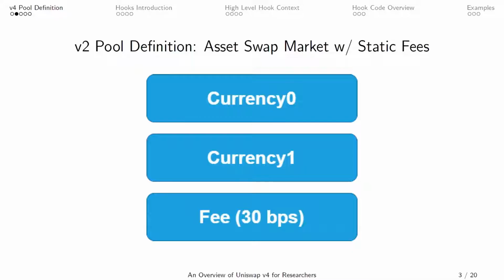And so in V2, for instance, there was a fee level that was 30 basis points, right? But more generally, the point is if you're going to define the simplest version of this asset swap market, you've got to tell me what are the assets I'm swapping against each other. That's already 2 things out of 5. And then you've got to tell me what the fees are that the traders are going to be paying. Okay, so V2 has 3 things, and these 3 things are in V3 and in V4.